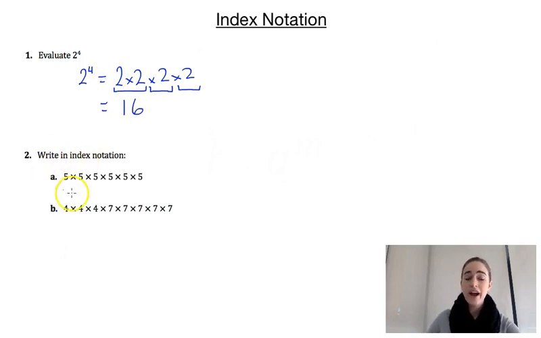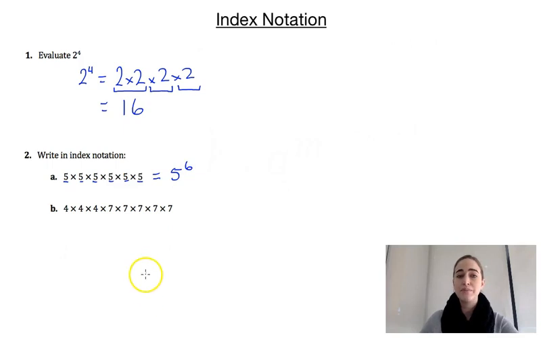Now we're asked to write these next ones in index notation. Because there's lots of 5s multiplied together, our 5 is our base, and we need to count how many there are. There's 1, 2, 3, 4, 5, 6 of them. So 6 is going to be our power. So 5 to the power of 6 is a short way of writing this whole multiplication.